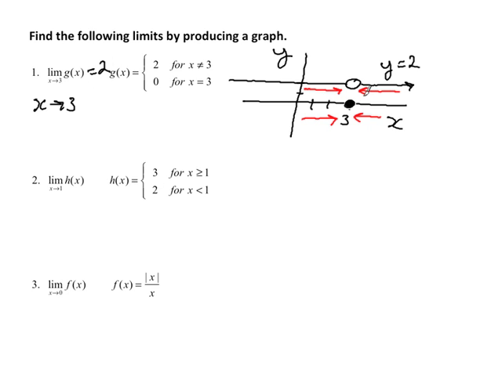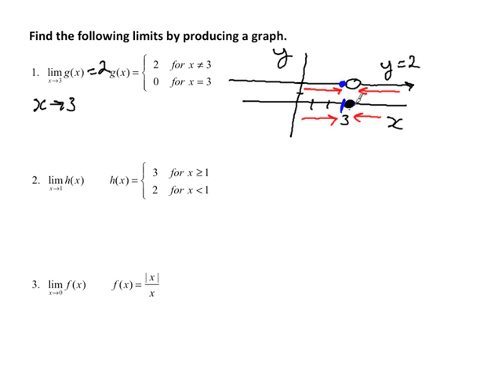Because as I approach from the right and I approach from the left, I'm approaching the same value on the y-axis too. Even though at x equals 3, g of x is not equal to 2. It's equal to 0. There's this jump here. But as x gets infinitely close to 3, pick a spot. I don't care how close you can make it. Make it as close as you possibly can right there. What's the value of g of x? It's right here, which is 2.